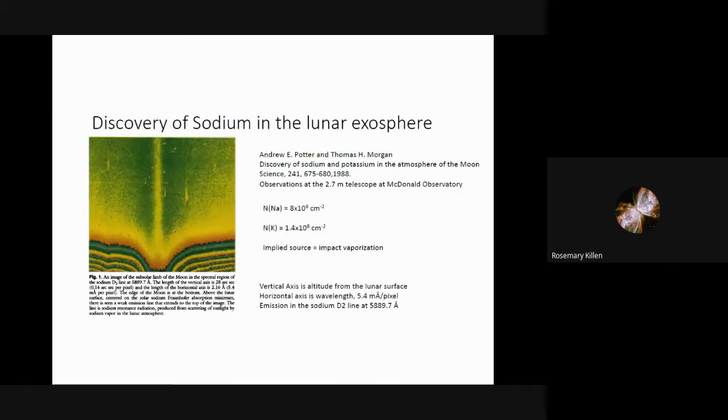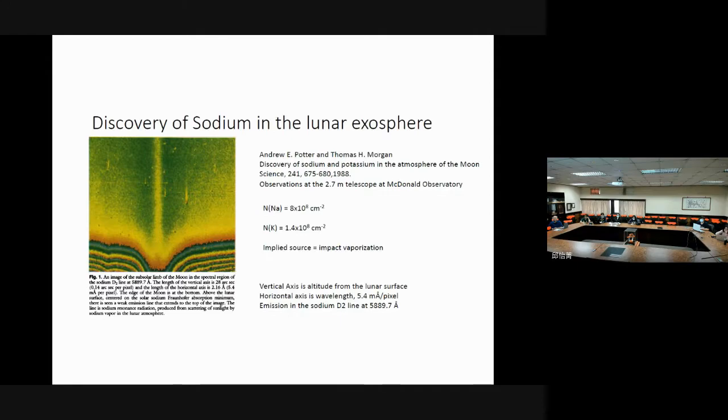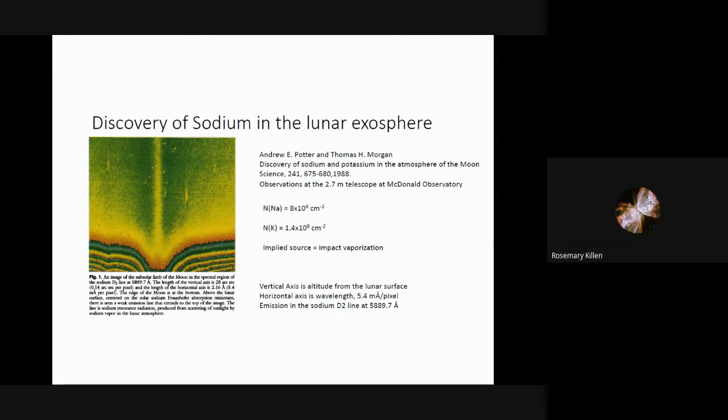The next slide, you'll see the discovery spectrum of the lunar sodium in this lunar exosphere. The vertical axis is distance away from the lunar surface, and the horizontal axis is wavelength. This resolution is only 5.4 milliangstroms per pixel, so this is very high resolution. They deduced a column abundance of sodium of 8 times 10 to the 8 per square centimeter. They also observed potassium and got 1.4 times 10 to the 8 per square centimeter, and they implied that the source was impact vaporization.